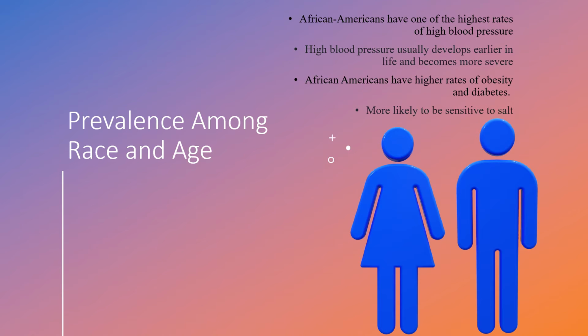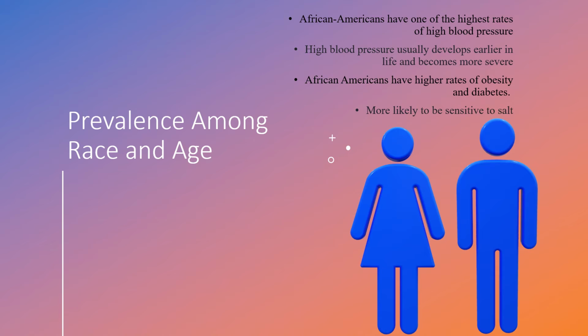The prevalence of high blood pressure among race and age. According to the American Heart Association, in the U.S., African Americans have one of the highest rates of high blood pressure. The prevalence of high blood pressure in African American non-Hispanics stands at more than 40%. Additionally, high blood pressure usually develops earlier in life and becomes more severe for African Americans.